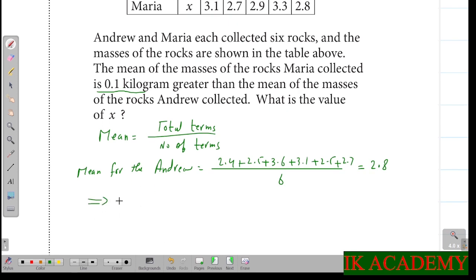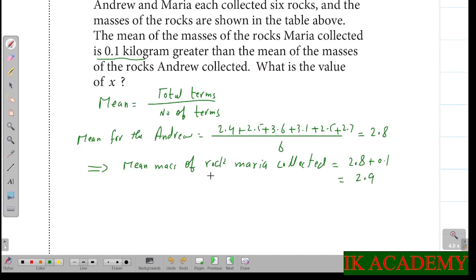Maria collected 0.1 kg greater than the mean mass of rocks Andrew collected. This implies the mean mass of rocks Maria collected is 0.1 kilogram greater than the mean mass of Andrew, which is 2.6. So 2.8 plus 0.1 is equal to 2.9. We need to find the value of x.